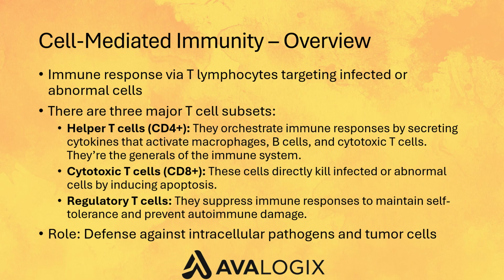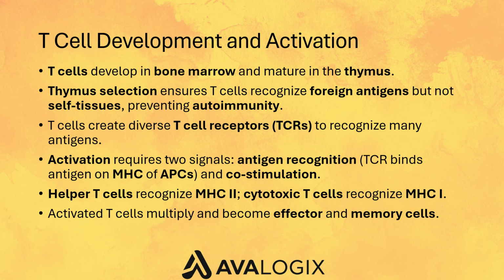Cell-mediated immunity is essential because many pathogens evade antibodies by hiding inside cells. Only T cells can recognize these hidden threats and eliminate them. T cells develop from hematopoietic stem cells in the bone marrow but mature in the thymus, where they undergo rigorous selection processes to ensure they can recognize foreign antigens but not attack self-tissues.